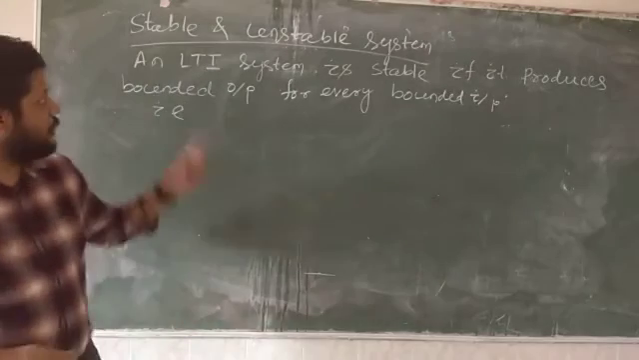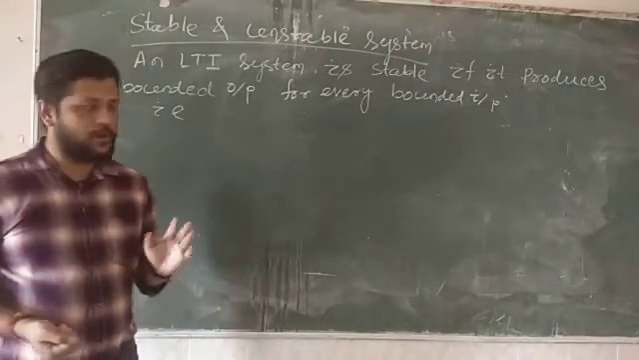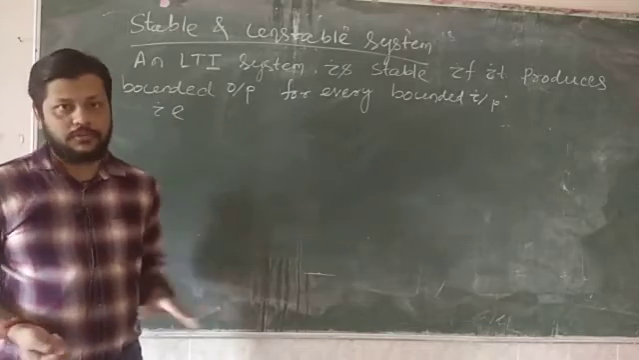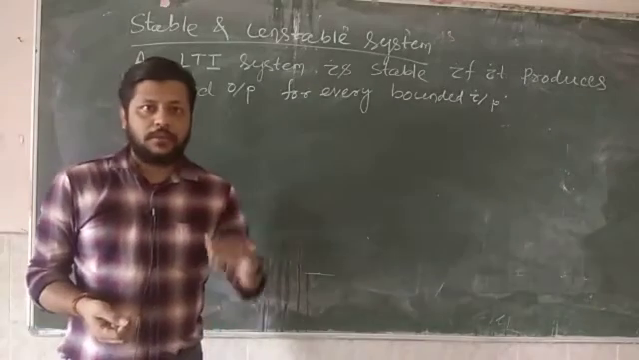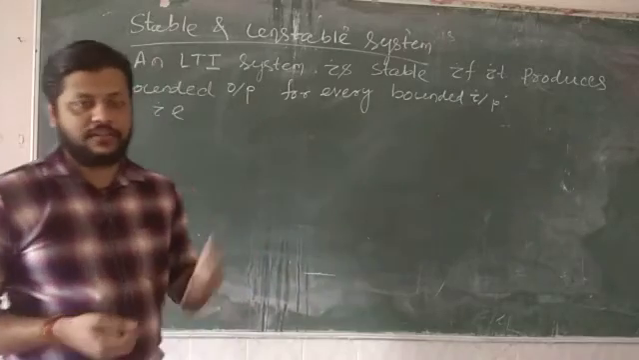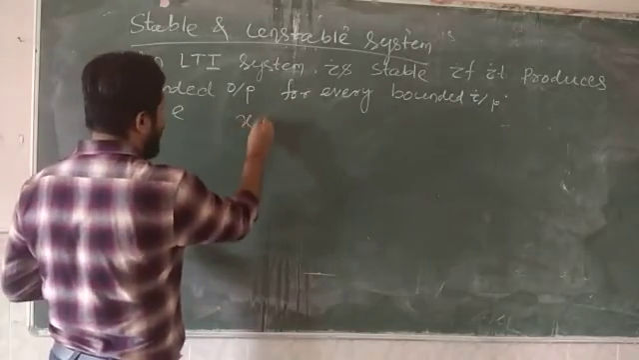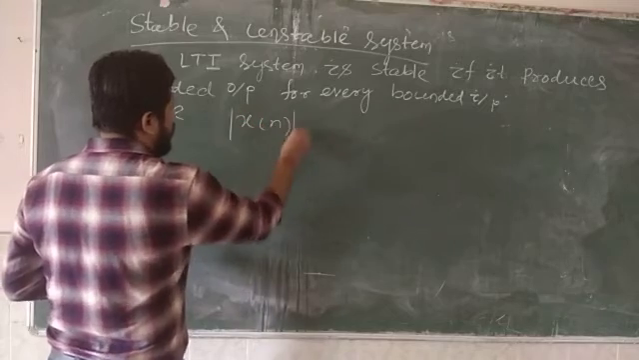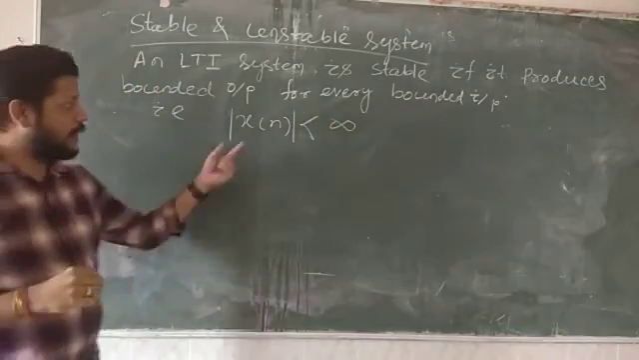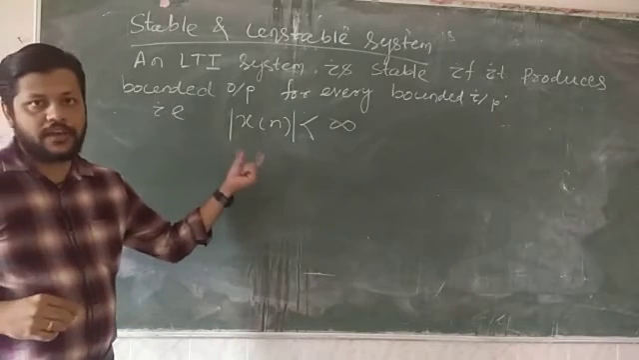So the next categorization of the system is stable and unstable systems. An LTI system is stable if it produces bounded output for every bounded input. That means the system must produce bounded output if you are giving a bounded input to the system. What is meant by bounded? Bounded means the amplitude must be less than infinity. For any value of time, the amplitude should not tend to infinity. The amplitude must be a finite value.